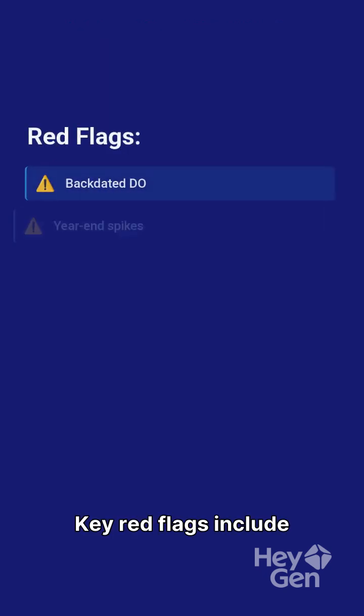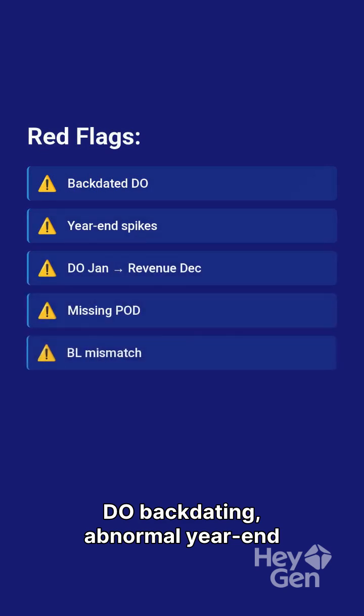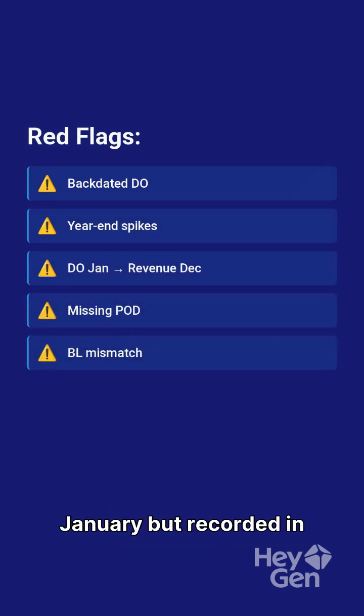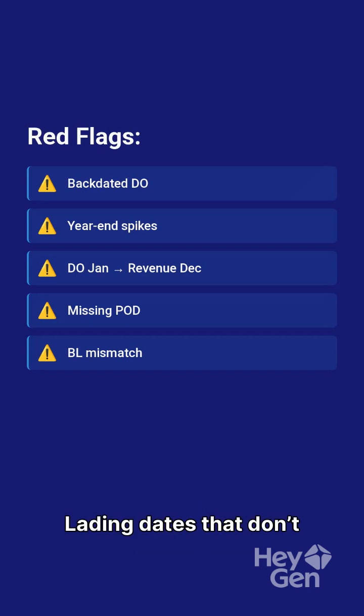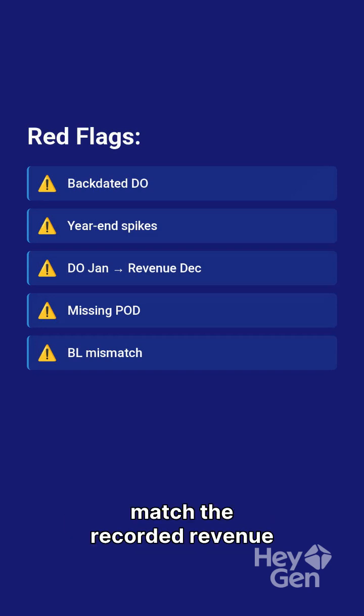Key red flags include DO backdating, abnormal year-end spikes, DOs dated in January but recorded in December, missing proofs of delivery, and bill of lading dates that don't match the recorded revenue period.